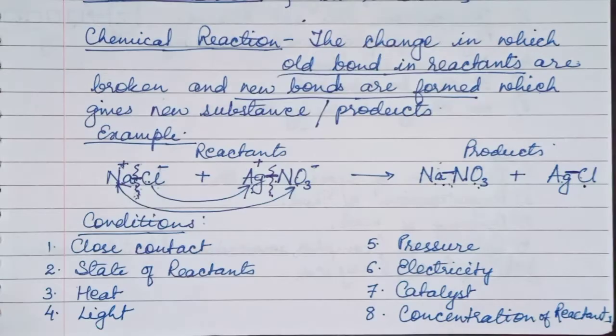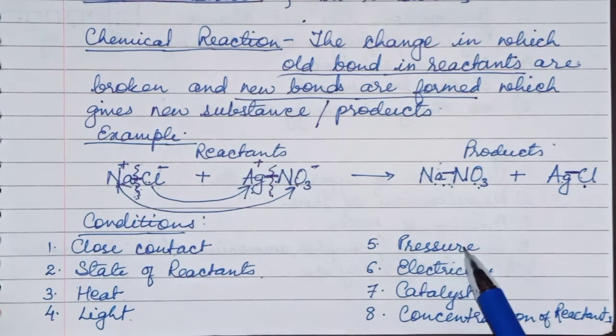Now conditions means the facts on which a chemical reaction will depend. First is close contact, second is state of reactants, third is heat, fourth is light, fifth is pressure, sixth is electricity, seventh is catalyst, and eighth is concentration of reactants. We will discuss all these conditions one by one.